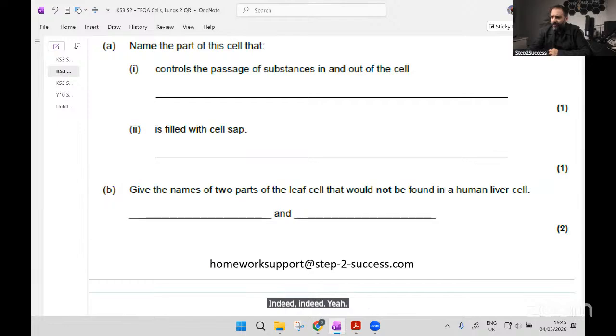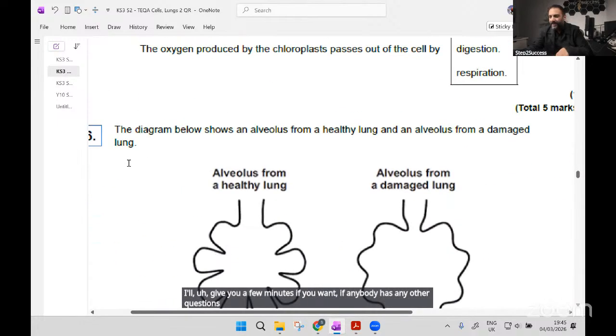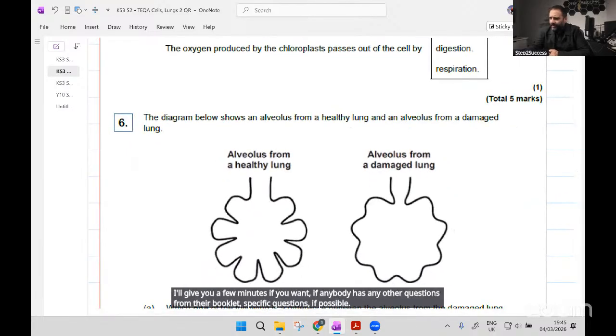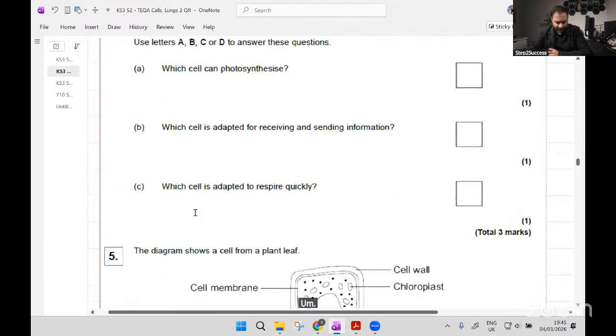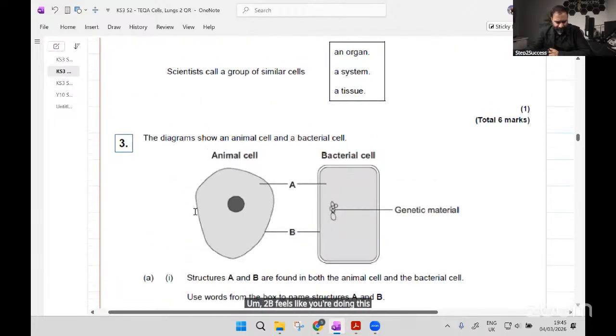I'll give you a few minutes if anybody has any other questions from their booklet, specific questions if possible. 2B feels like you're doing this at the moment, doesn't it?